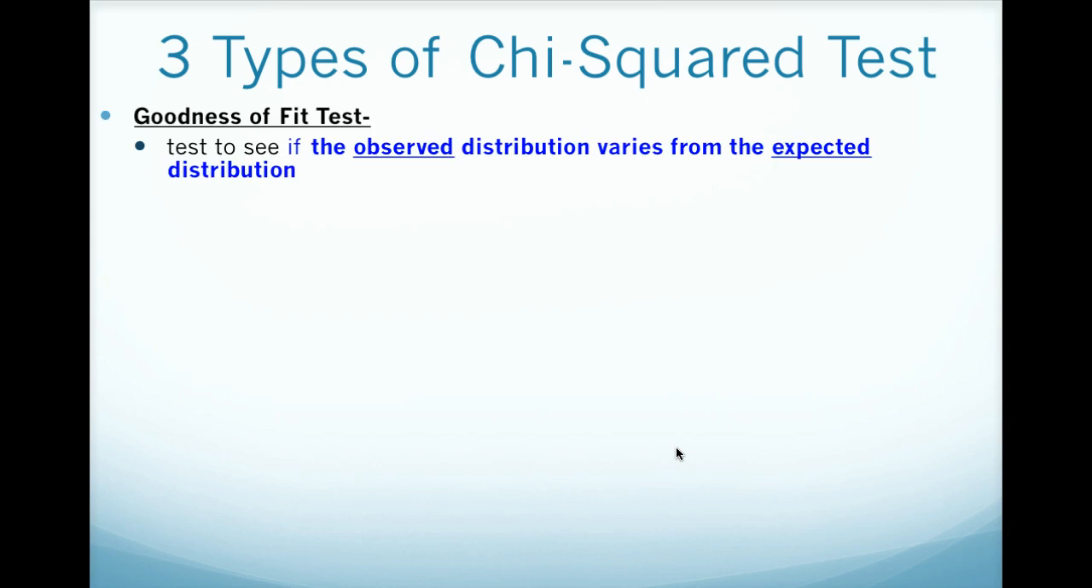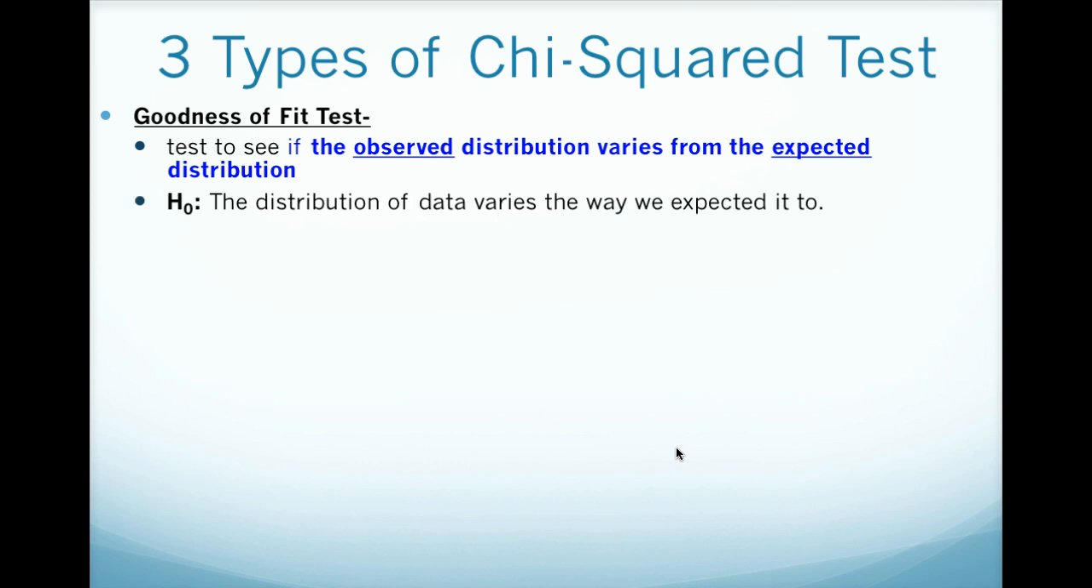Alright, so the three types of chi-squared tests are as follows. This video's type of test is called the goodness of fit test, and its goal is to test to see if the observed distribution varies from the expected distribution. Now, with the goodness of fit test, we start with our null hypothesis as the distribution of data varies the way we expect it to. And our alternative is that the distribution varies differently in some way than what we expected.